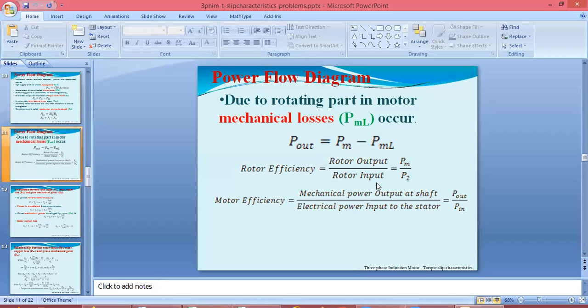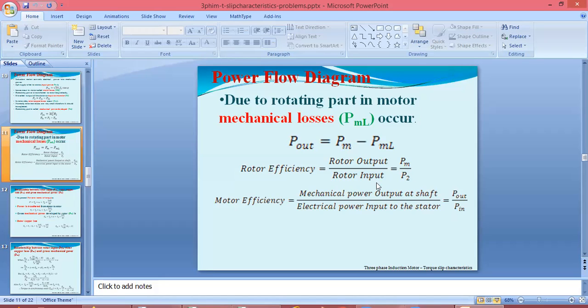Good afternoon. In today's session, we are supposed to solve some numericals on the three-phase induction motor. Firstly, we will revise the theoretical formulas which we will require to solve the numericals. So we were studying about the three-phase induction motor.